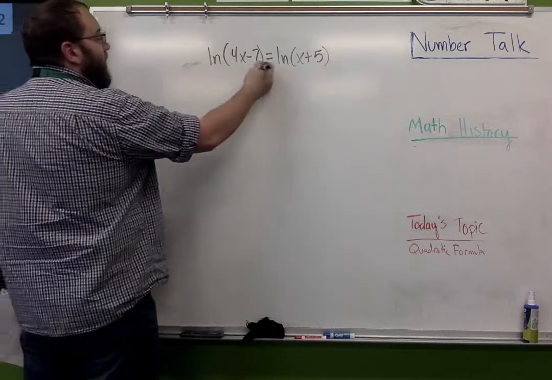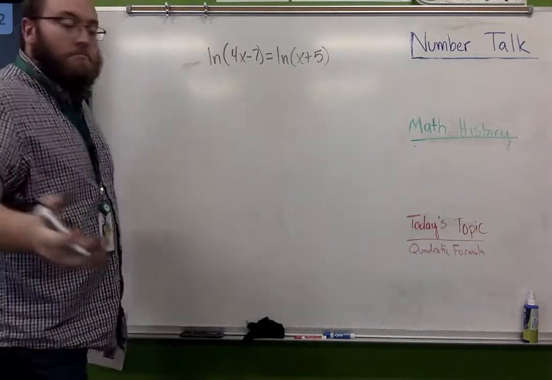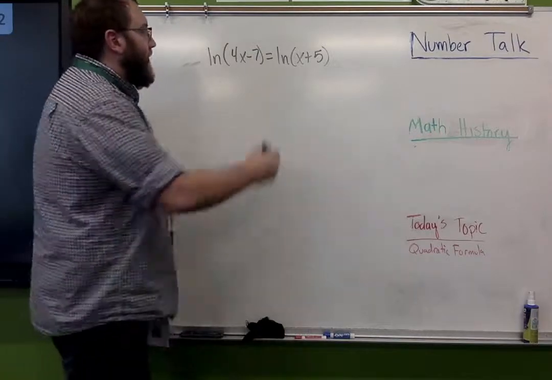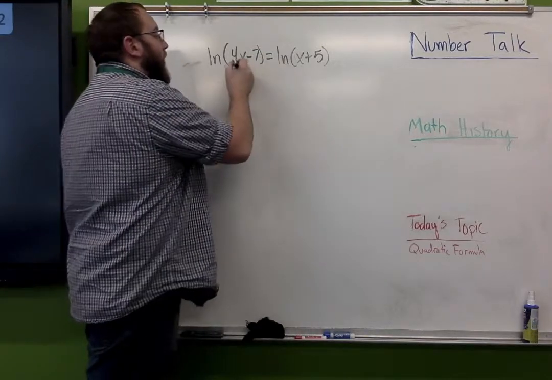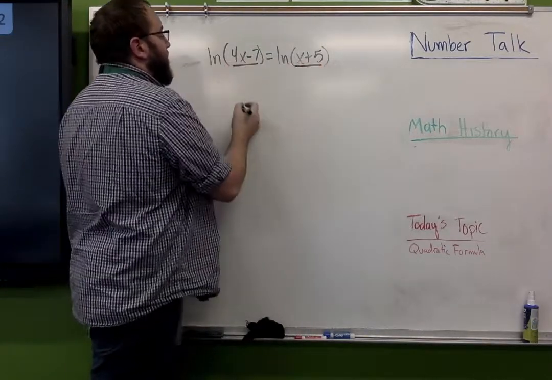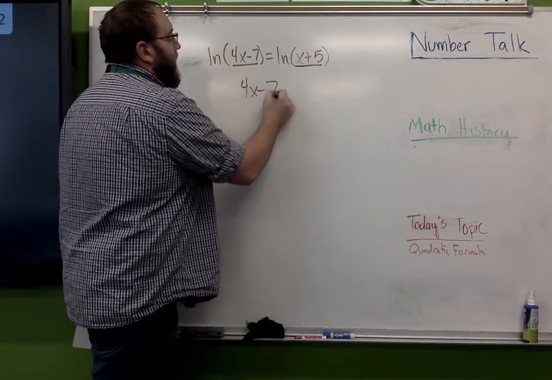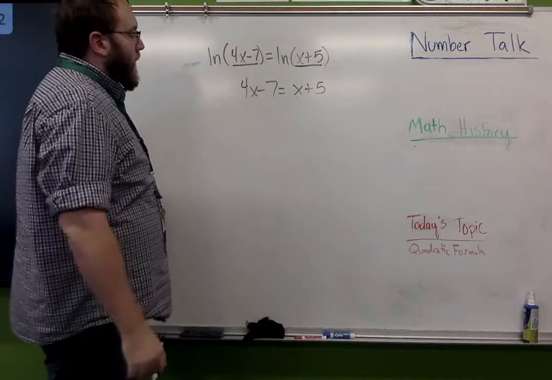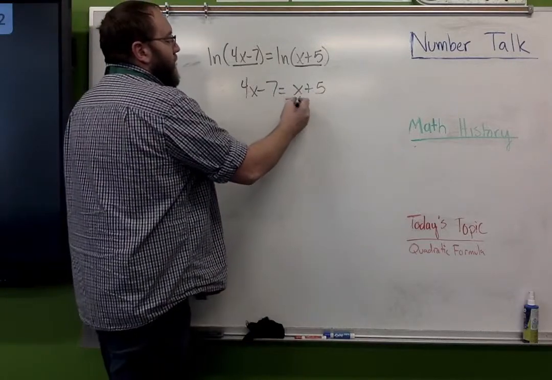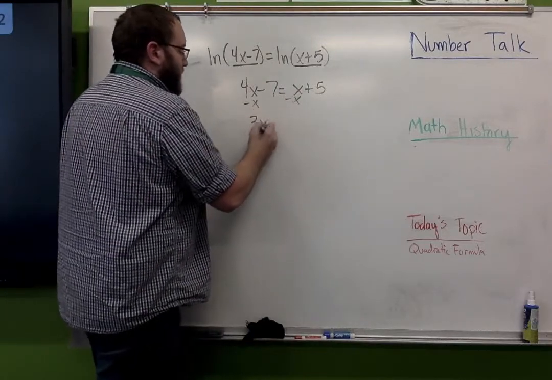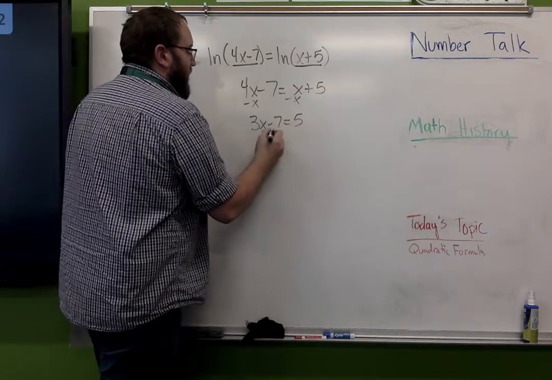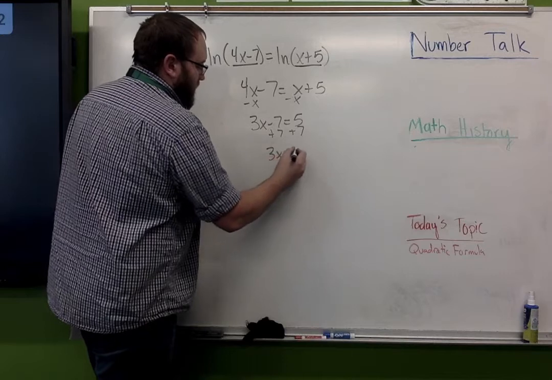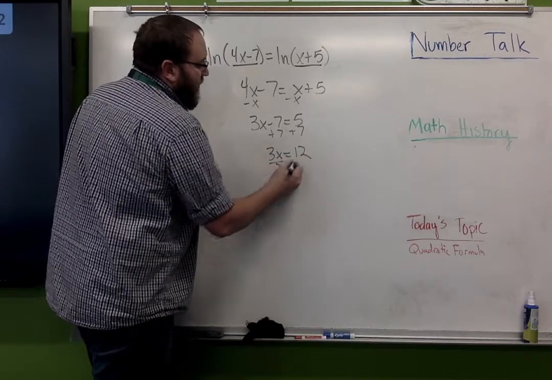So we're taking a log of both sides. Okay, the base is the same, so that's equal. So in order for this to be true, what I'm taking the log of has to be equal. So we set them equal to each other. Get x by itself. So I'm going to subtract x from both sides. Add 7 to both sides. Divide by 3 both sides.